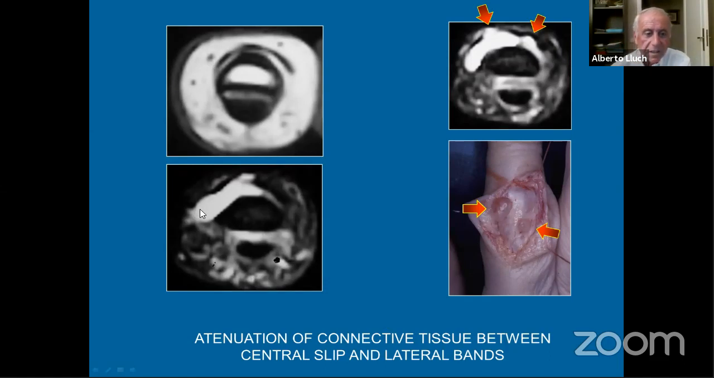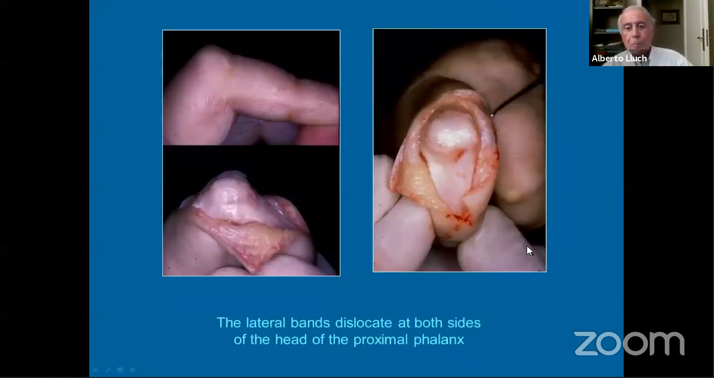And here we can see the same in another MRI. Here in a clinical example, this is the dorsum of the finger, with a zigzag incision on the dorsum of the PIP joint. We can see the herniation of the synovium in between the central slip, which is intact, and the lateral band, which is really still intact.